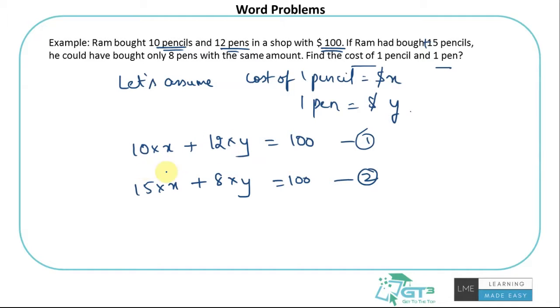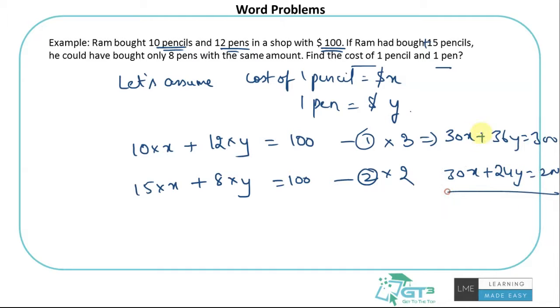Now let me try to get them to a common coefficient for at least one of them. Let me multiply this with 3 and this with 2, so that I get 30 and 30. So this will become 30x plus 36y equals 300, and this will become 30x plus 24y equals 200. The 30x terms get cancelled out when I subtract. 36y minus 24y is 12y, equals 300 minus 200, which is 100. So y is 100 by 12, which is 25 by 3.